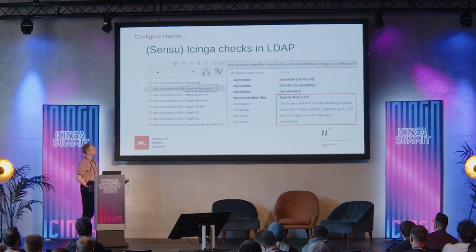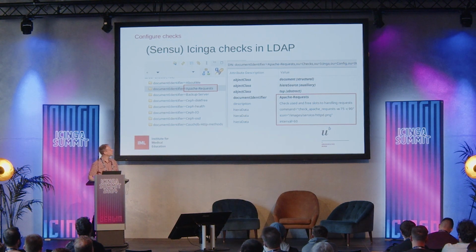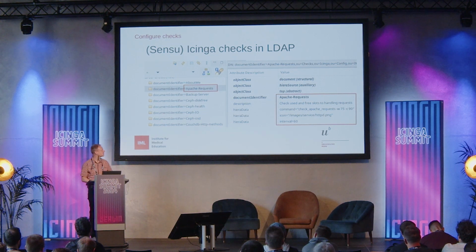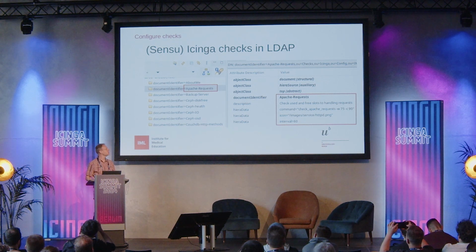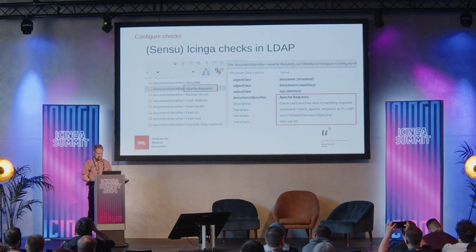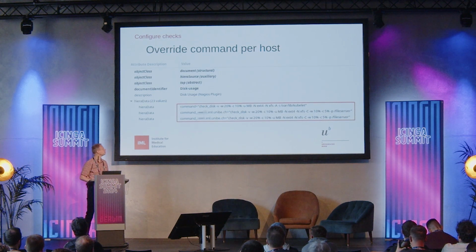In the first screenshot here, it is an open LDAP instance. We see very common information. I have here a check with a name, a description, a command, an icon, and an interval. All this information you know if you work with Icinga checks. And because one command with its parameters doesn't fit all machines at the same time, we have customizations.